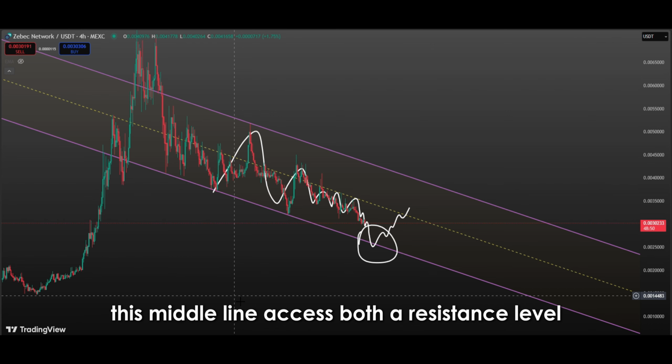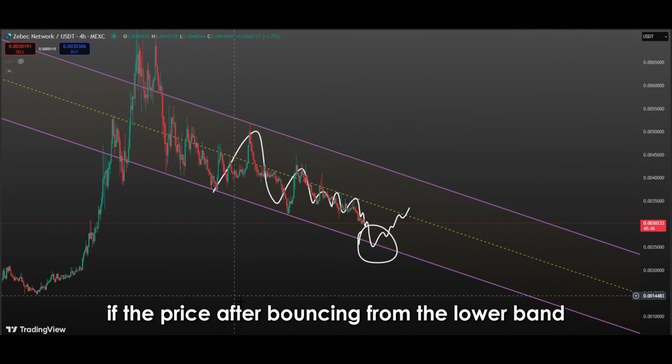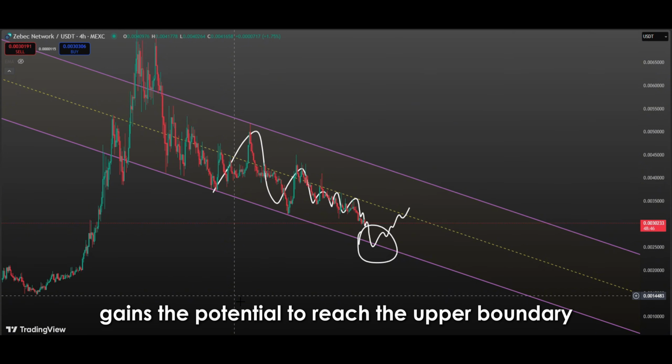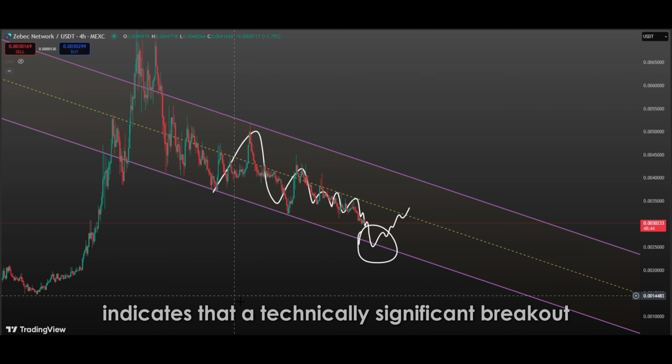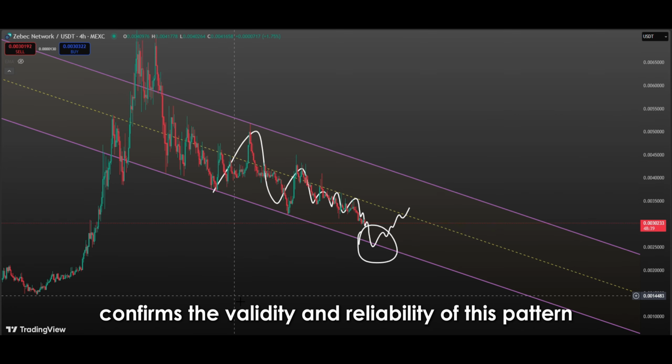This middle line acts as both a resistance level and a pivot area in terms of trend direction. If the price, after bouncing from the lower band, manages to break through this midpoint, it often gains the potential to reach the upper boundary. From this perspective, the current approach toward the lower band indicates that a technically significant breakout or reversal may be approaching. It's also worth noting that despite the bearish technical outlook, the price's consistent respect for the channel boundaries confirms the validity and reliability of this pattern.